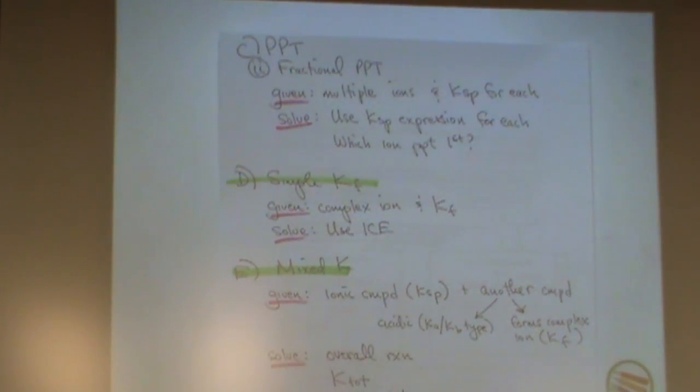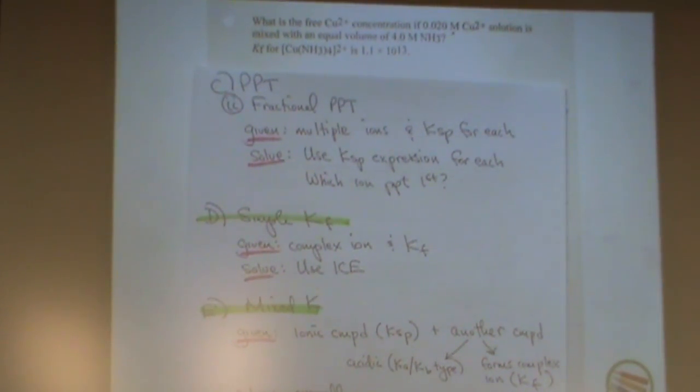Okay, D. This one is a simple Kf problem, kind of analogous to part A, but for Kf. So basically you're going to see one complex ion and a Kf value given. As soon as I find one, I'll show you what one looks like. Again, this is one I did in class as well. Right there at the top, you've got a copper concentration, ammonia concentration. You see a Kf and you see a complex ion, the copper with the 4 ammonias on it. So it's one of these. You're just straight up ice table.